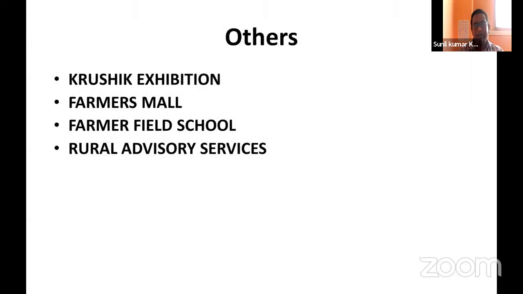The other initiative can be the Krishi Vigyan Kendra contribution, one of the finest examples of showing technologies to the farmers in exhibitions, farmers' malls, and farmers' field schools, educating the farmers and providing particular information on a particular commodity in a one-season area itself, and providing rural advisories through different agencies.